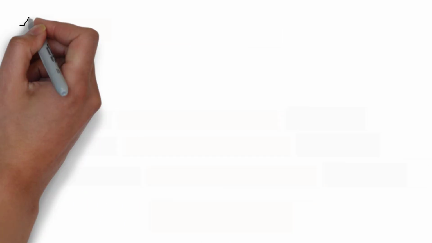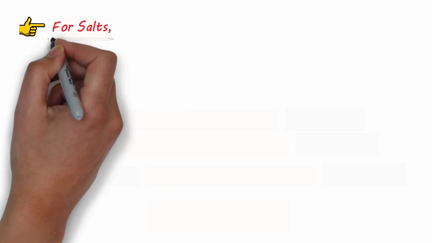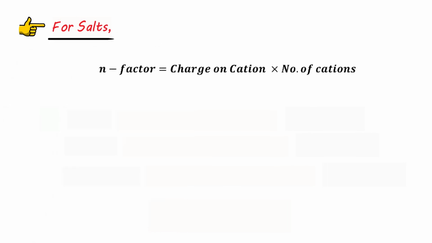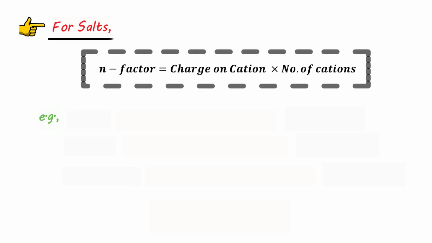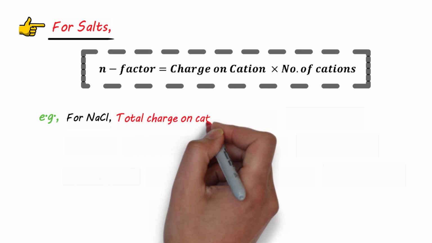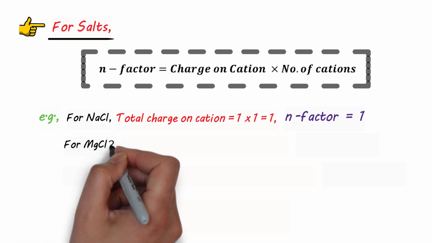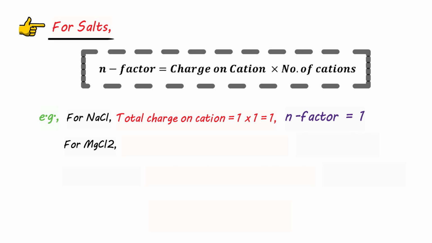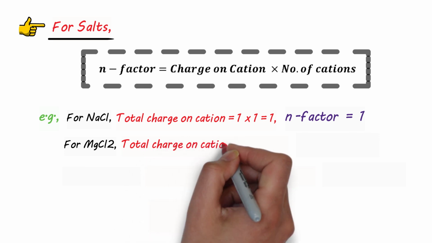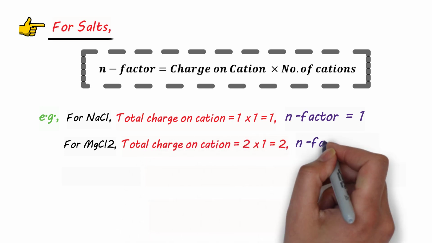So next, talking about the salts, N factor is equal to charge on cation multiplied by the number of cations. For example, for NaCl crystal, as sodium ion is the cation having a charge of +1 and the number of sodium ions is equal to 1, therefore total charge on cation will be equal to 1 into 1, that's equal to 1. So N factor is equal to 1. For magnesium chloride, magnesium is having a charge of +2 and there's only one magnesium ion in it, so total charge on cation will be equal to 2 into 1, that's equal to 2. So N factor is equal to 2.